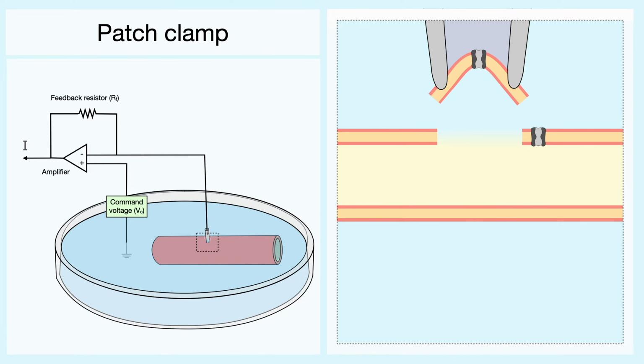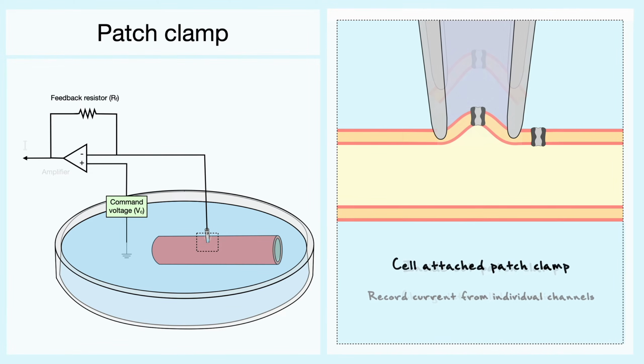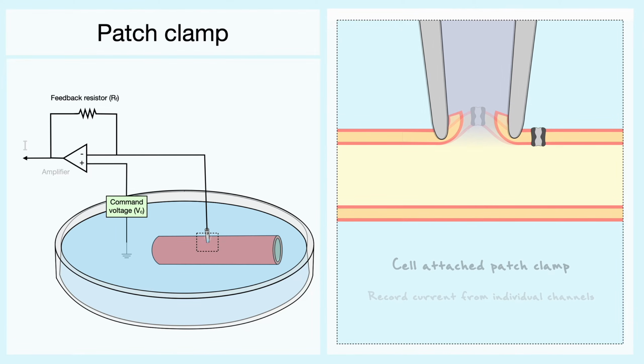This configuration is known as the inside-out configuration and has the benefit for the experimenter of having control over the internal medium. Again, from the cell-attached recording, one can increase the suction to a point that will break the membrane. In this configuration, also known as the whole cell patch clamp, the pipette is continuous with the interior of the cell, which allows to record measurements of the potential inside the entire cell.